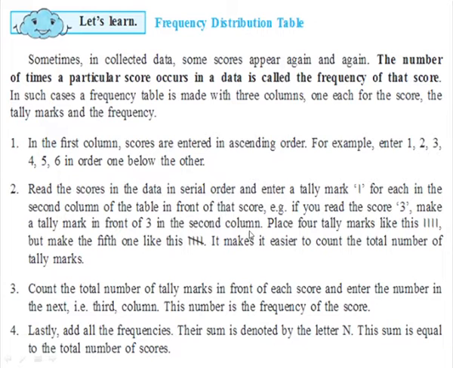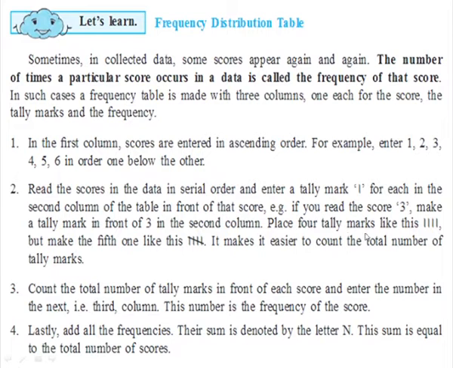See children, how to make a tally mark for the given score. Suppose we are going with the scores given in the data. If the first score is 3, then we will make one tally mark in the second column in front of 3. Now, how will you make a tally mark? Here a tally mark is a standing line. Each standing line represents one tally mark. Now place 4 tally marks like this, but make the fifth one like this. It makes it easier to count the total number of tally marks.